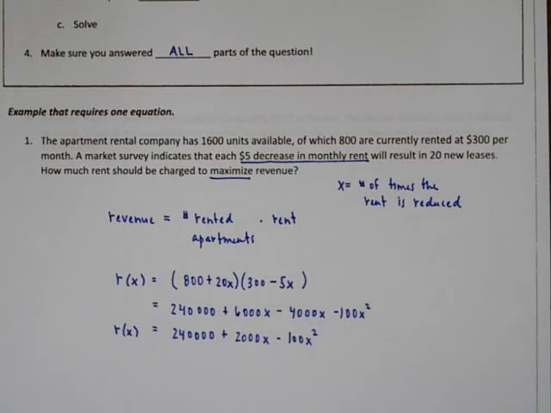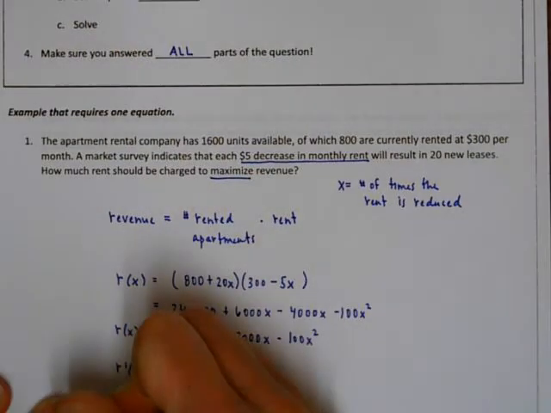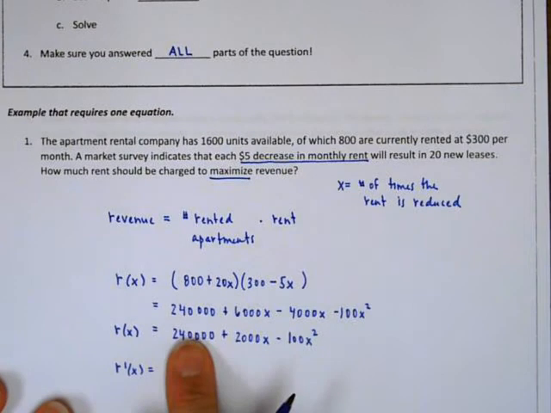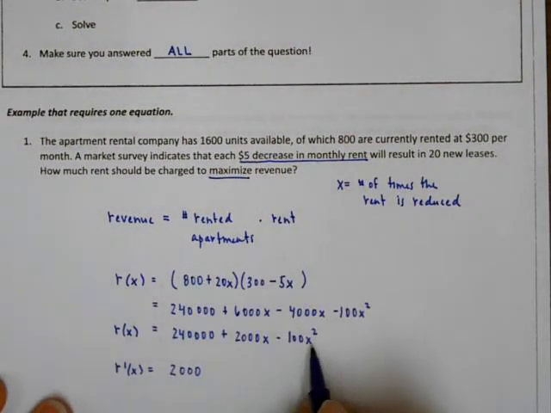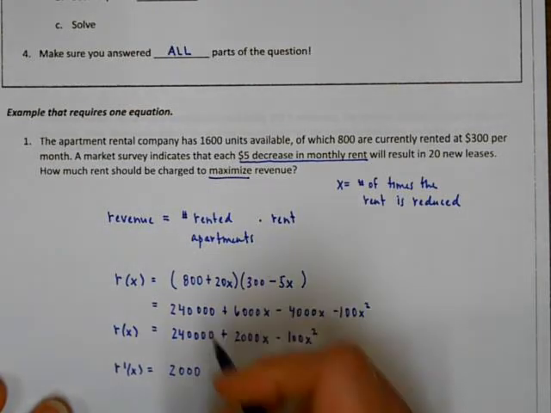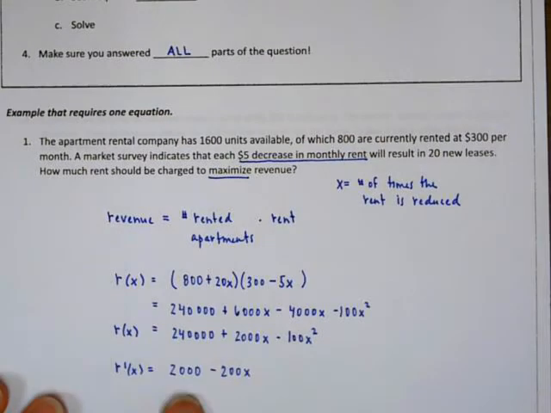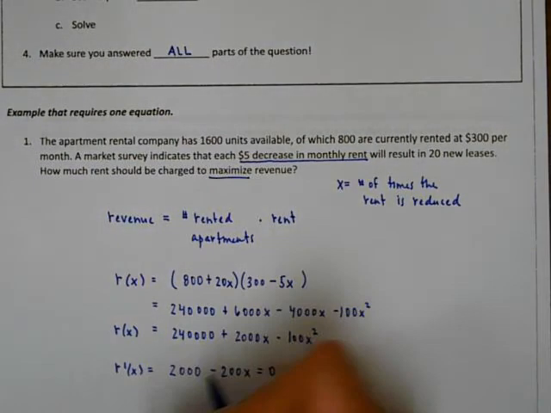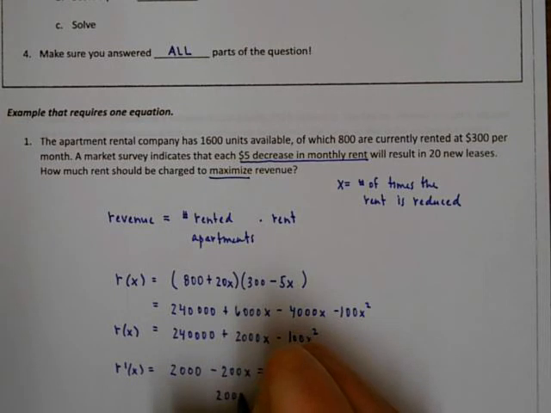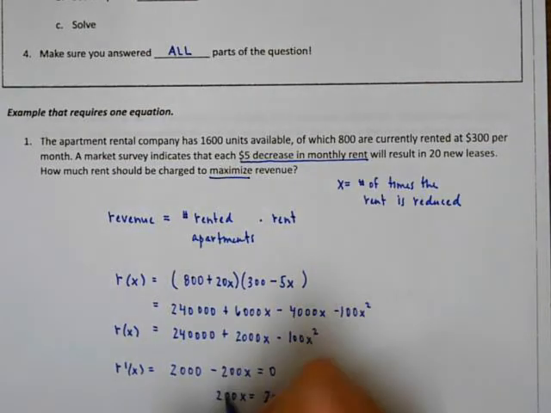So now that we've got our equation, we're going to take the derivative. r prime of x. So my 240,000 drops out. I have 2,000. And then the derivative of my negative 100x squared is going to give me minus 200x. And now that I've got the derivative, I'm going to set it equal to 0 and solve for x. So I'm going to get 200x equals 2,000. And when I solve, I get x is equal to 10.